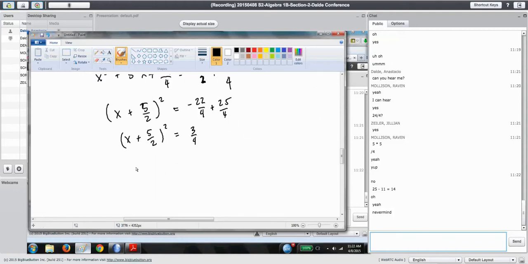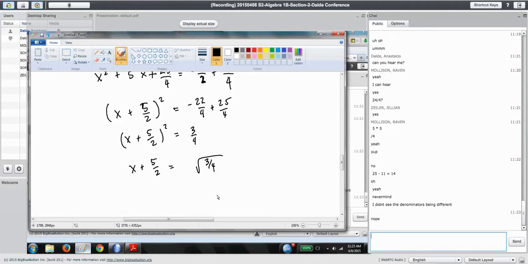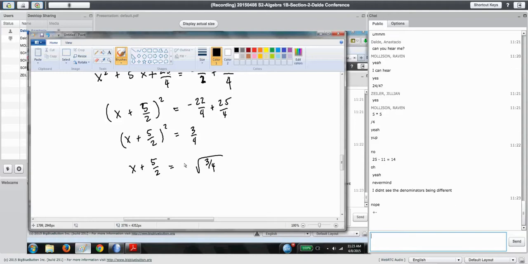So what I should do now is square root both sides. So this would be x plus 5 over 2 equals the square root of 3 over 4. Everyone agree? Aha! You got it. You're right. You need the plus or minus. I'm still trying to trick you because I'm a jerk. All right. Yes, exactly. You need the plus or minus.